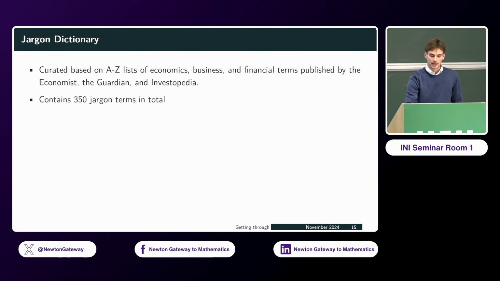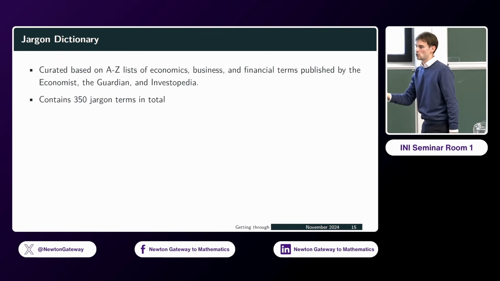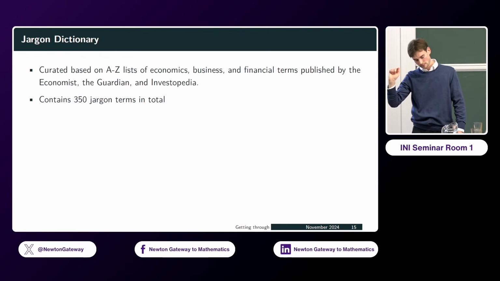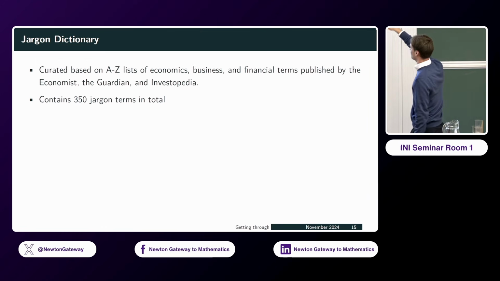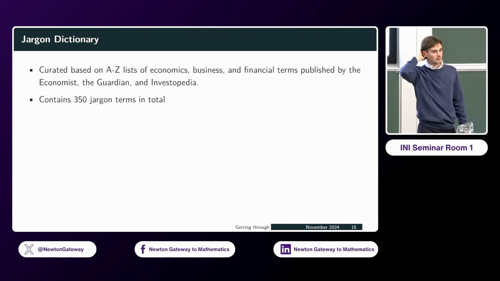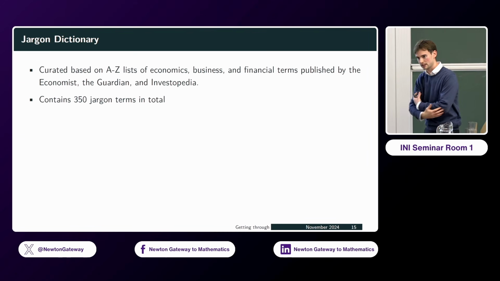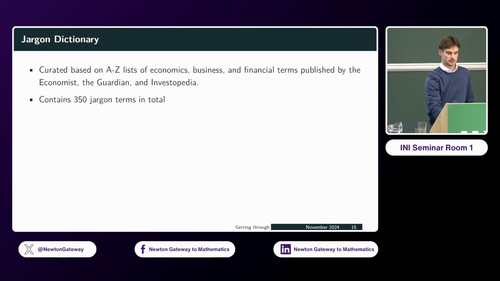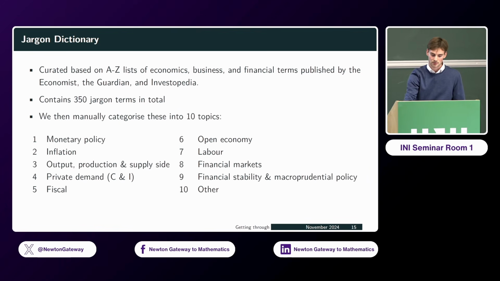Now, what do we mean by jargon? Well, we curate this dictionary of jargon terms. Now, the dictionary that we produce is for an economics setting, so based on sort of A to Zs of economics, business, and financial terms. But we try to explain that the method that we're using here should be sort of transferable across disciplines if you just tweak this dictionary. So our dictionary for this contains 350 jargon terms in general.